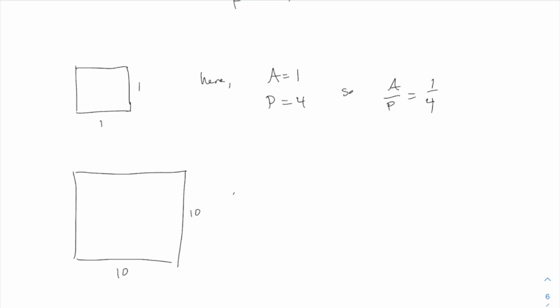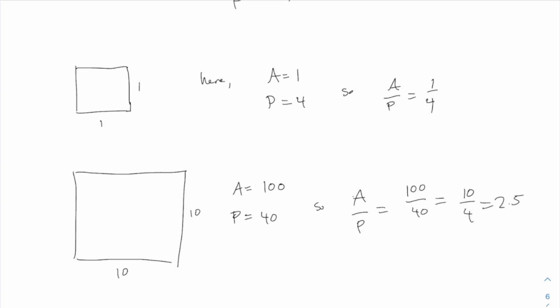In this case, the area is 100. That's because for the area of a square or a rectangle, you multiply the width times the height. This would be 10 times 10, which is 100. The perimeter, what's the perimeter here? 40, yeah. So if you do A over P this time, you get 100 over 40, which is actually 10 over 4. That's 2.5.